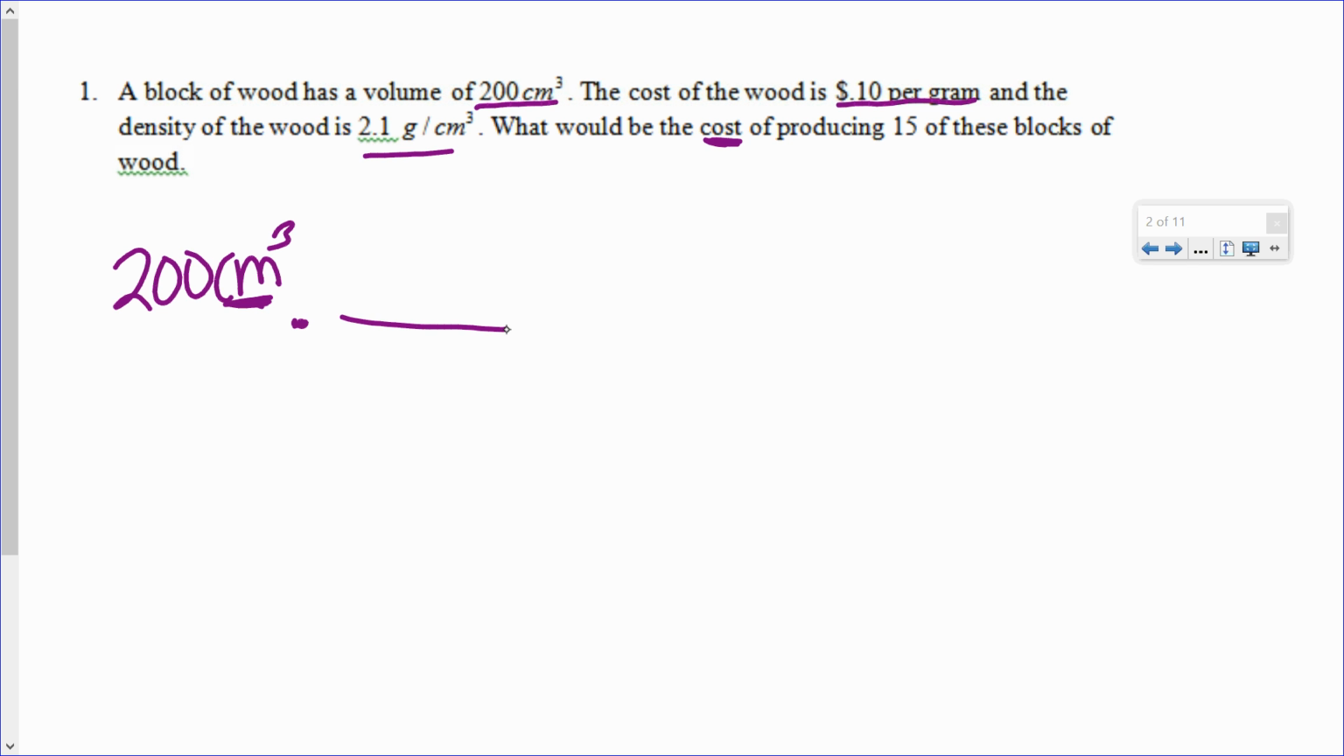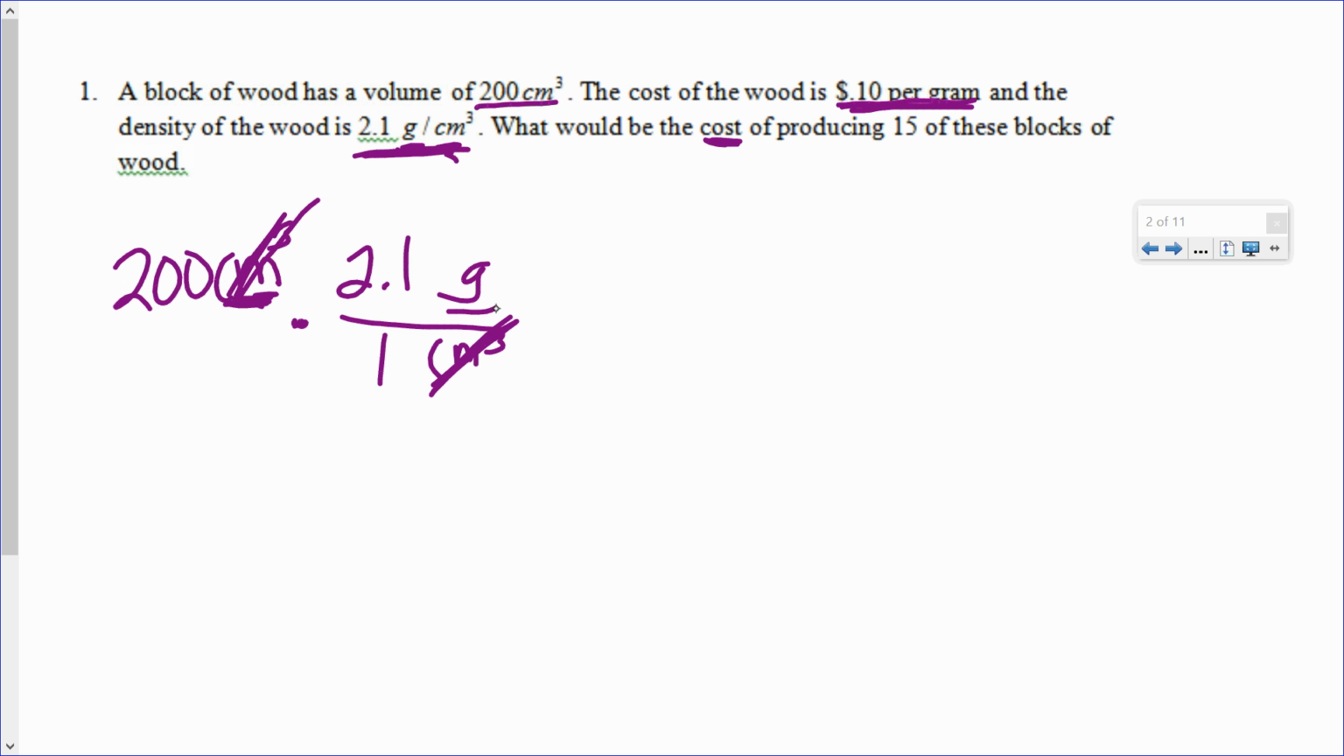So let's read through the problem. Does it say anything about cubic centimeters over here? No. Does it say anything about cubic centimeters over here? Yes. So because I want to get rid of cubic centimeters, I write the cubic centimeters on bottom. I'm changing cubic centimeters to grams, so grams goes on top, and it's telling me that it's 2.1 grams for 1 cubic centimeter. Always assume that there's 1 on the bottom when you're talking about per. Cubic centimeters are gone. Now I have grams.